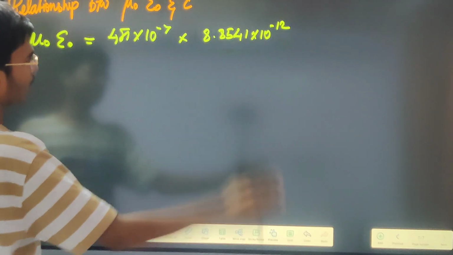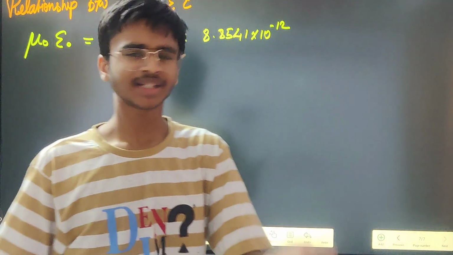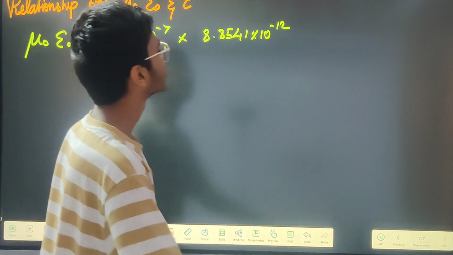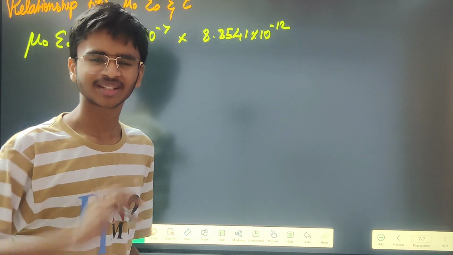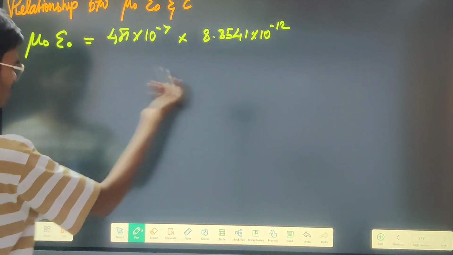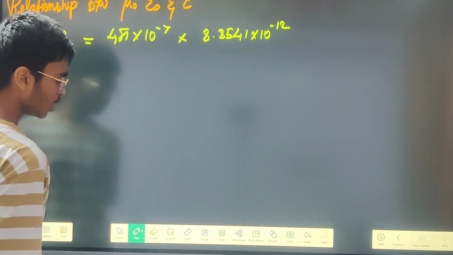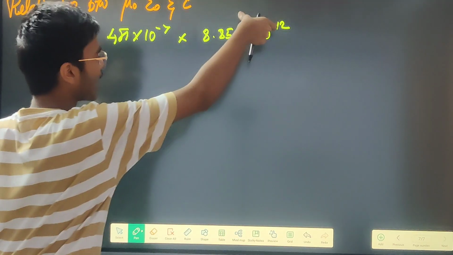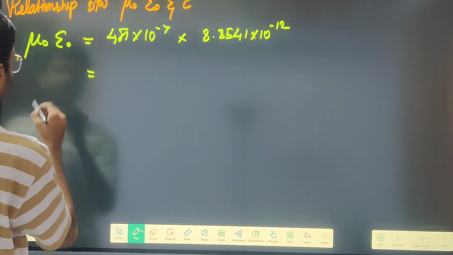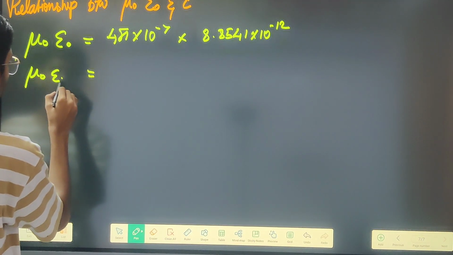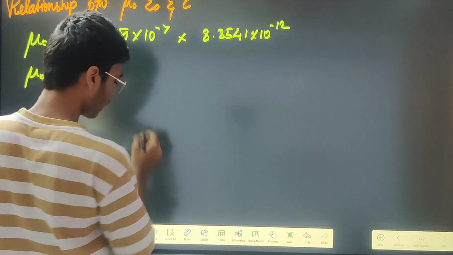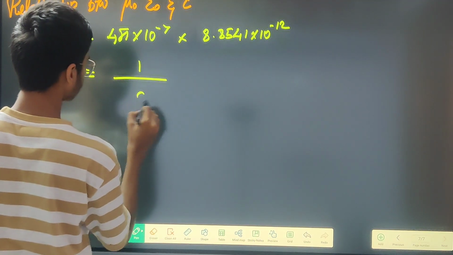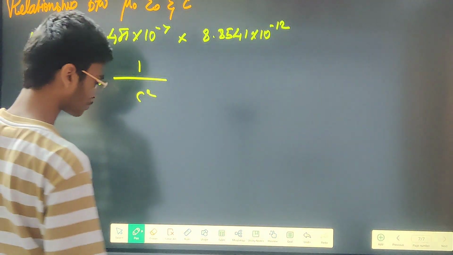SI units are not required, because it's just multiplication. It's very easy to get SI units, I can get it, but it's not required. Along with this, you can do it like this, and at last you'll get that mu naught epsilon naught is equal to 1 by c square.